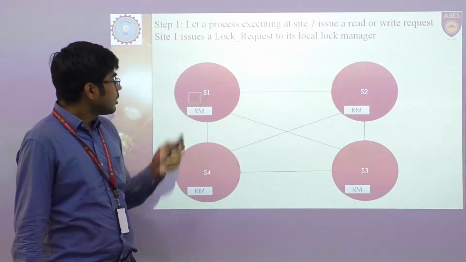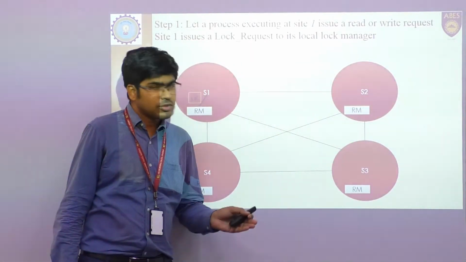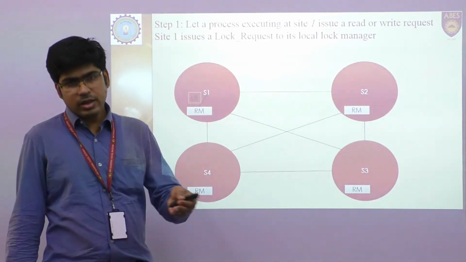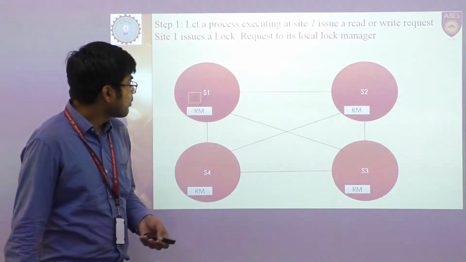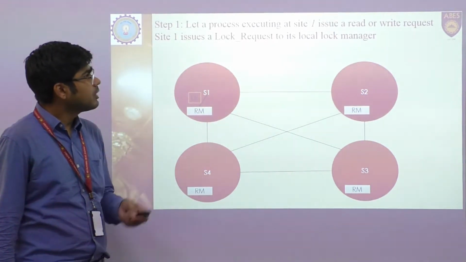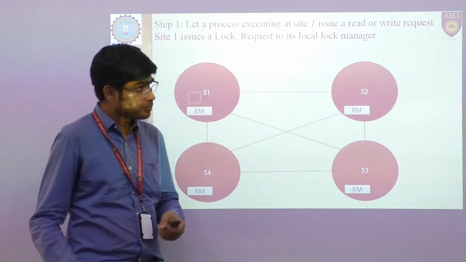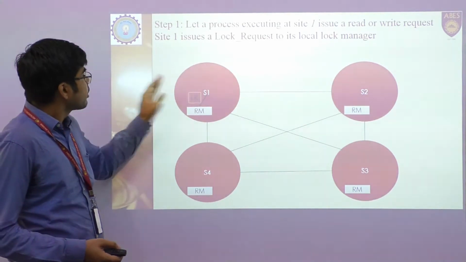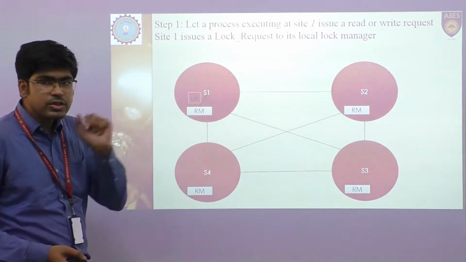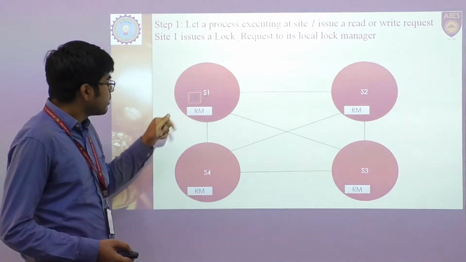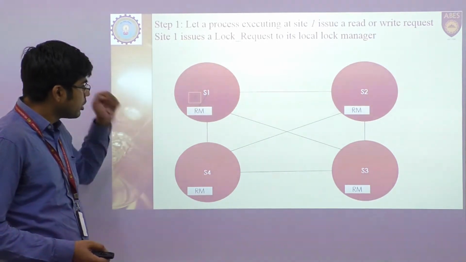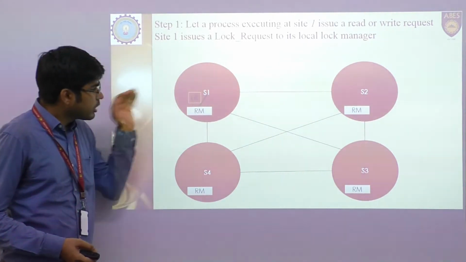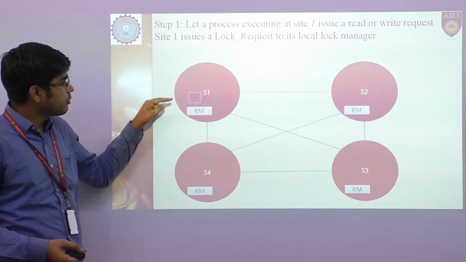After this, I am going to demonstrate this with the help of a diagram, step by step. So what is the first step? The first step: let a process executing at site 1 issue a read or write request. So the first step was that S1 will send a lock request to RM. So that is the first thing.